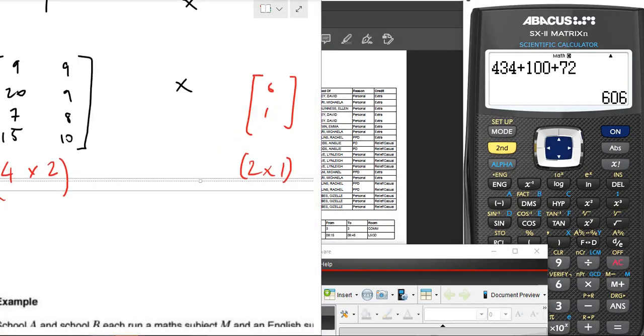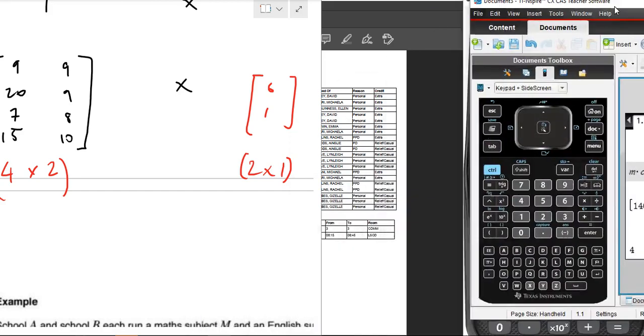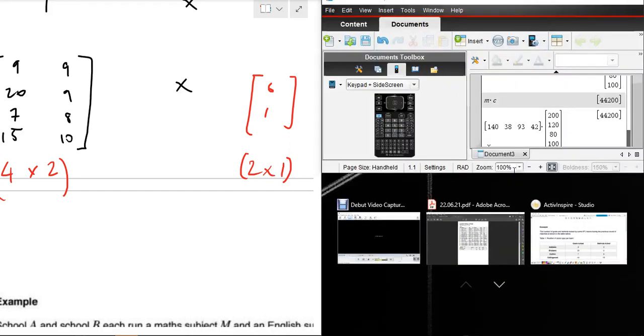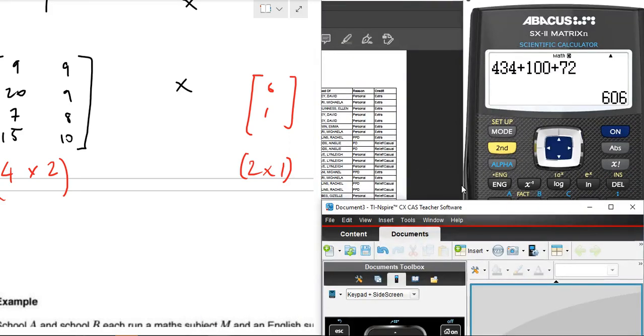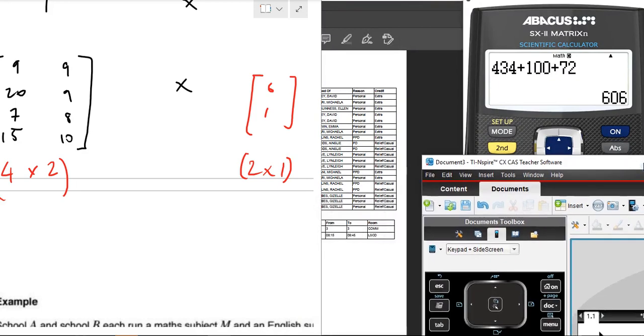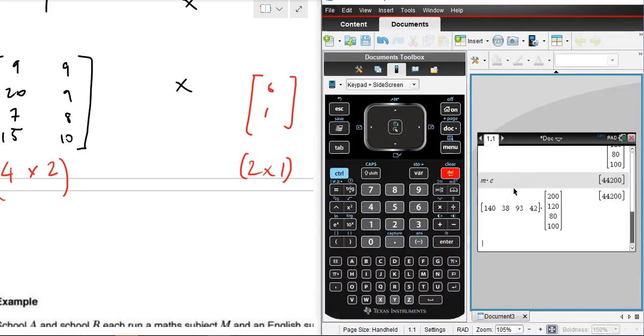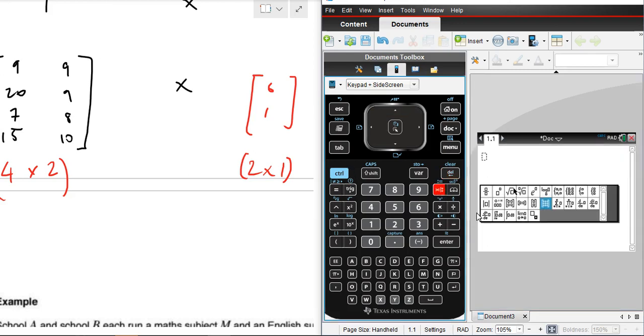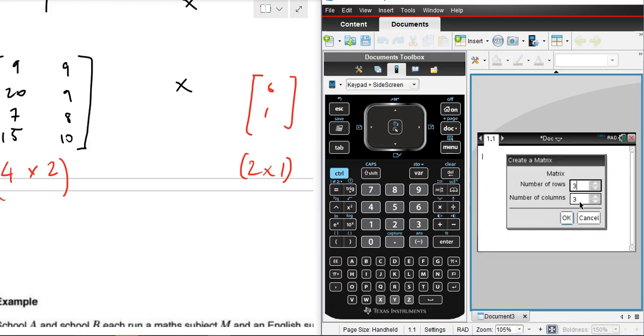If you've forgotten how to do it, just watch me do it. All right, so on your calculator, remember you use this button, and then you pick whatever matrix you want. But remember, that's a 2 by 2, that's a row, that's a column. You can use this one, this is a custom matrix. So we know that this is a 4 by 2, so 4 rows, 2 columns.